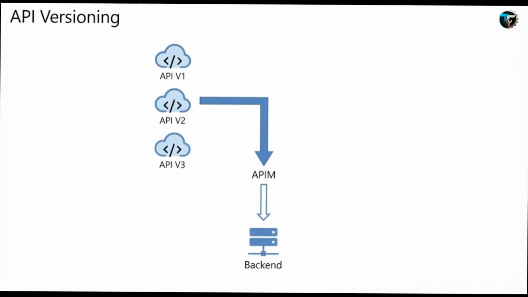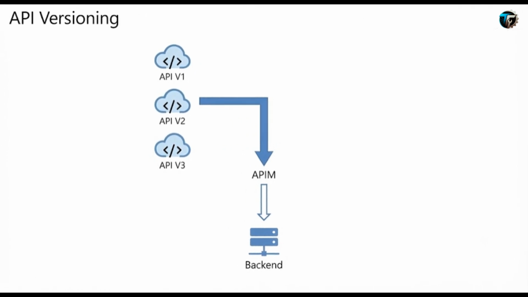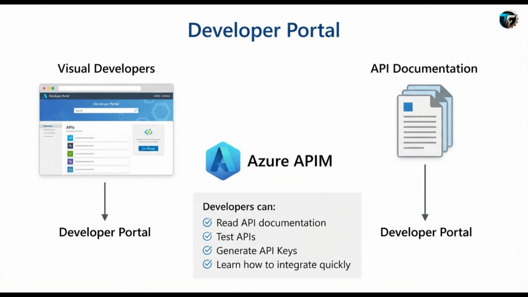Applications evolve over time. Some customers still use version 1. Others use version 2. APIM allows multiple API versions to exist simultaneously, making upgrades much easier. Azure APIM includes a beautiful developer portal. Developers can read API documentation, test APIs, generate API keys, and learn how to integrate quickly.